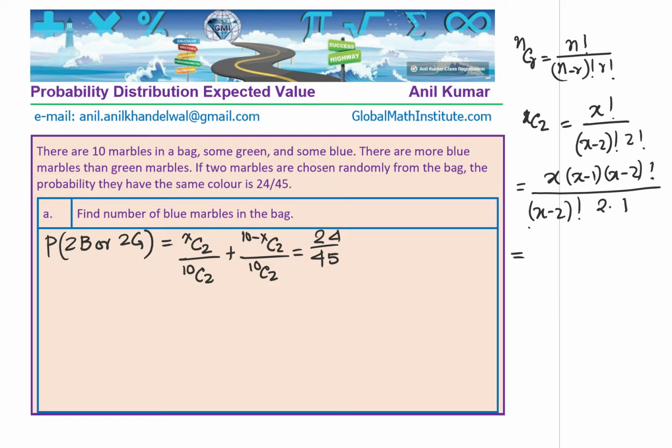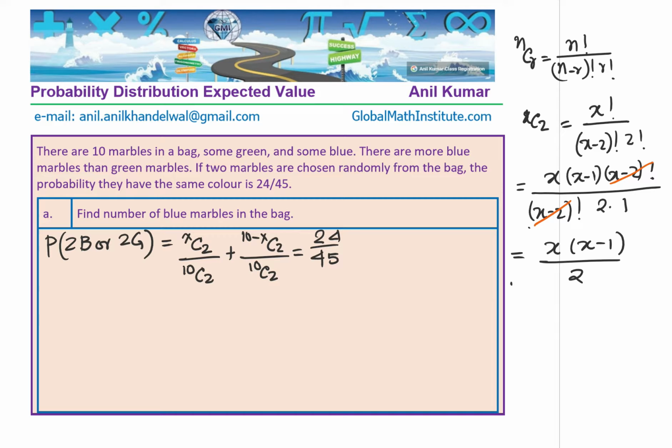So what do we see here? We see that we can simplify this expression. And so what we really get is x times x minus 1 divided by 2 in the numerator. You get the idea. xC2 will be this. Similarly, 10 minus x choose 2 will be basically equal to 10 minus x times 10 minus x minus 1. Because there's less space, let me write closer.